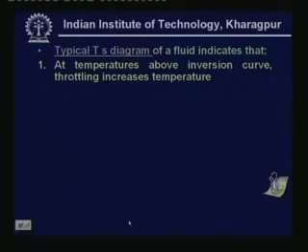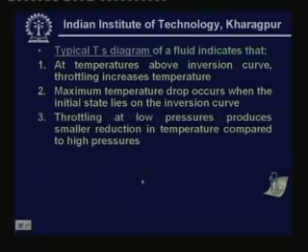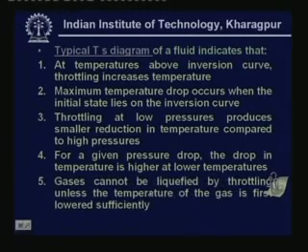So these are summarized here. At temperatures above the inversion curve, throttling increases temperature. Maximum temperature drop occurs when the initial state lies on the inversion curve. All these conclusions are based on our TS diagram. Throttling at low pressures produces smaller reduction in temperature compared to high pressures. For a given pressure drop, the drop in temperature is higher at lower temperatures. And finally, gases cannot be liquefied by throttling unless the temperature of the gas is first lowered sufficiently.